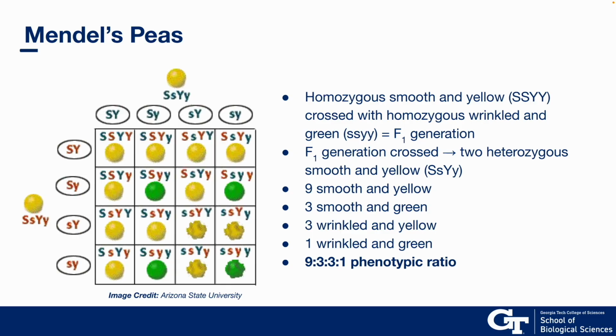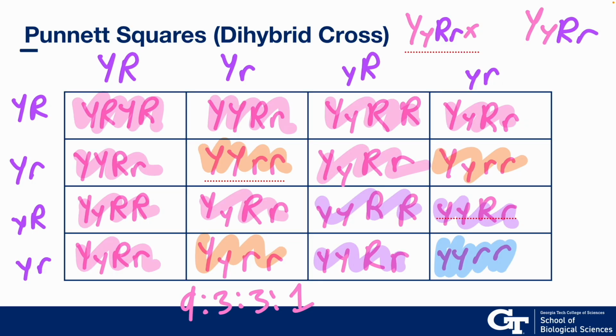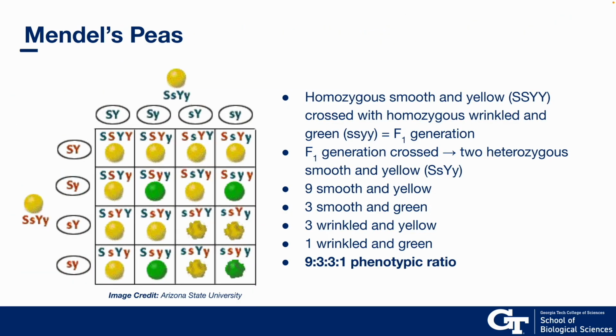And we see this here with a graphic, which makes me think why I even wrote that out. But yeah, we have 9 smooth and yellow, 3 smooth and green, 3 wrinkled and yellow, and 1 wrinkled and green. And you can see that here where we have the different colors depicting that.